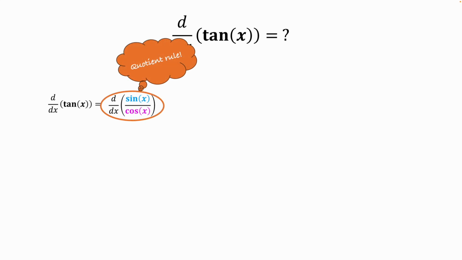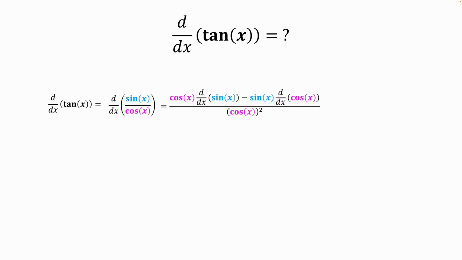So that would be the bottom function times the derivative of our top function, and then minus our top function times the derivative of our bottom over our bottom function squared. So there's your quotient rule. Well, we know the derivative of sine is cosine, like we've previously mentioned, and the derivative of cosine is negative sine. So let's actually replace those two derivatives with those expressions, and we get something that looks like this.